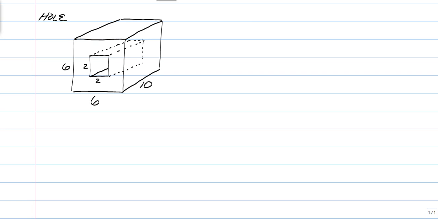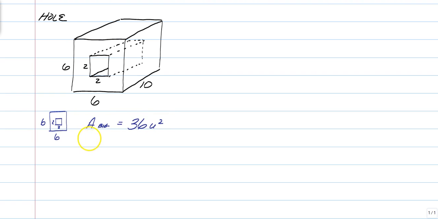So let's take a look at what one of our bases actually looks like, and I'm just talking about one of the bases. So the base of the entire prism is a square, because we can see that it's 6 by 6. But we also have a hole in the base that's 2 by 2. So if we were finding just the base area, we would have to find the area of the big square, which is 6 times 6 is 36 units squared.